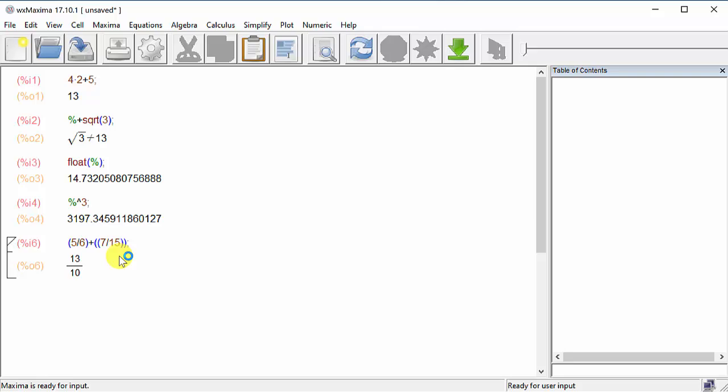All right, so that gives us the reduced fraction. That gives us a fraction as an answer, and it reduces it for us. And if we want the decimal answer, just like in the previous, we do float, and then we do percent to recall that last output, 13 over 10, and we hit Shift Enter, and there it is, 1.3. Okay.